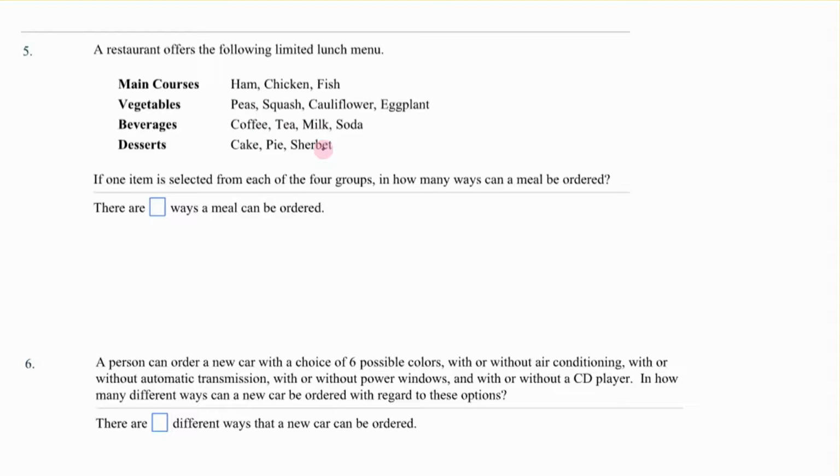How many different choices? Well, for the main course, there are 3. For the vegetables, there are 4. For the beverages, there are 4. And for the desserts, there are 3. If I multiply those, I get 144 combinations. There are 144 different meals that could be ordered.